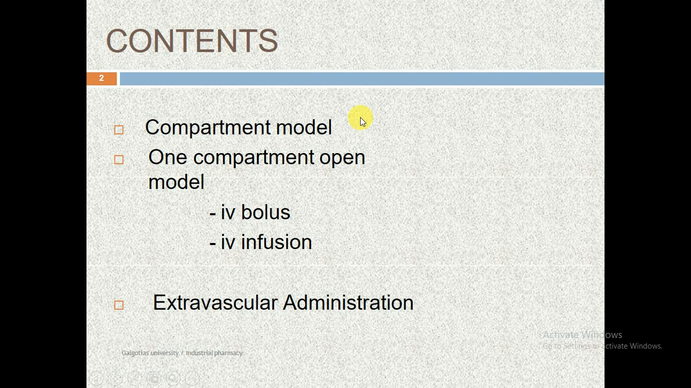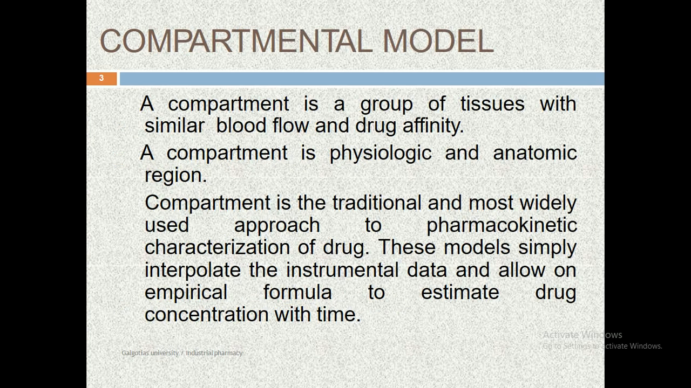Okay, this is the content. So look at the content. Compartment models have been classified into two categories. The first one is the one compartment open model, and the second one is extravascular administration. The one compartment open model is in the form of IV bolus and IV infusions. A compartment model is a group of tissues with similar blood flow and drug affinity.